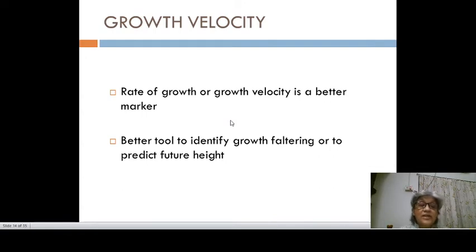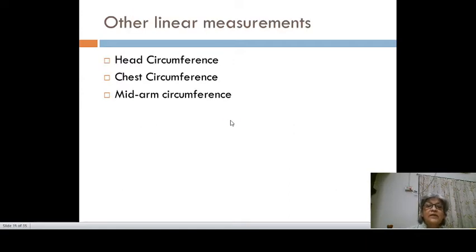Okay, so height and weight taken at one point is what we have discussed. Beyond this, to really judge how a child is growing, we need to assess the growth velocity, that is the rate of growth over time. This will tell us whether the growth is faltering or not. Apart from height and weight, what other measurements do we take? We do the head circumference, we can do the chest circumference, and also the mid-arm circumference. These three are the most important.